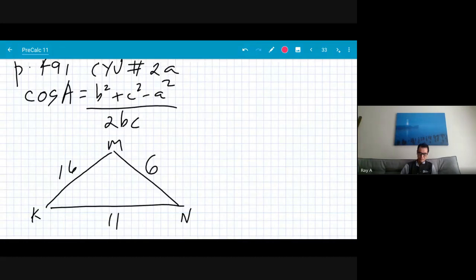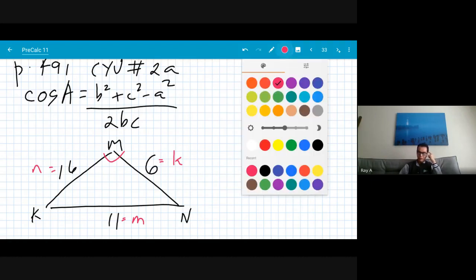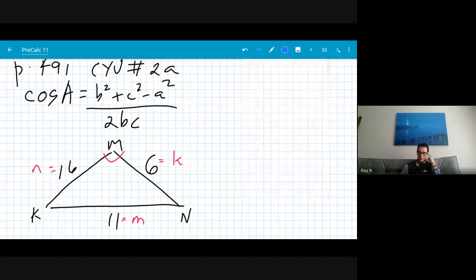So this is little m. Now, what are we looking for? We're looking for angle m. If we're looking for angle m, I should choose different letters to represent this, so this one could be my angle A, my m, in which case side A would be little m. Are you with me? So let's continue.